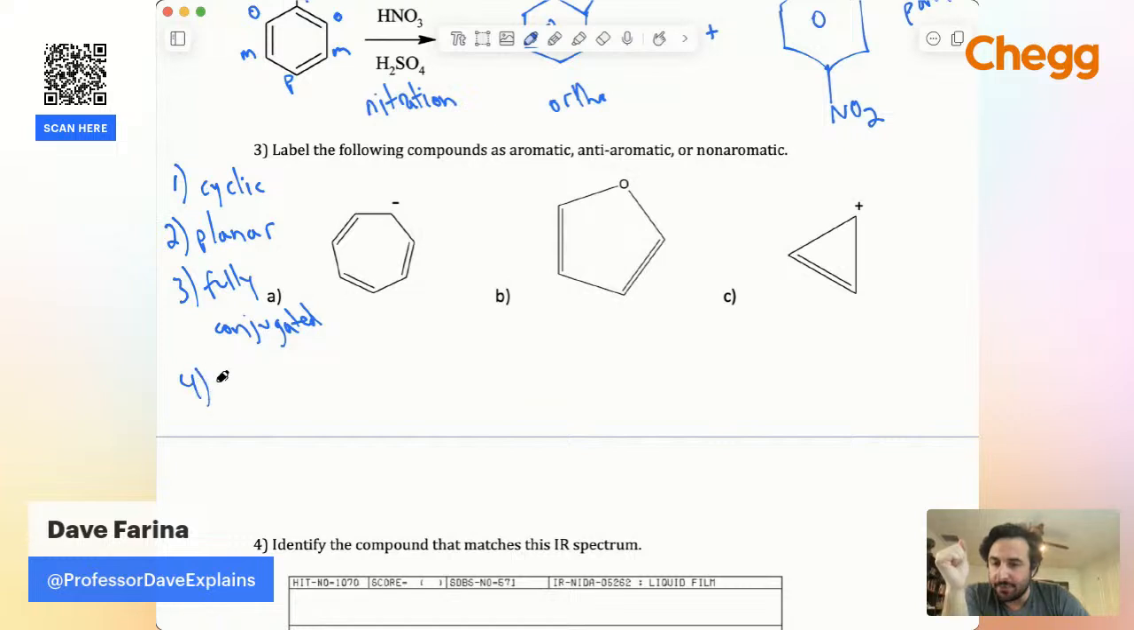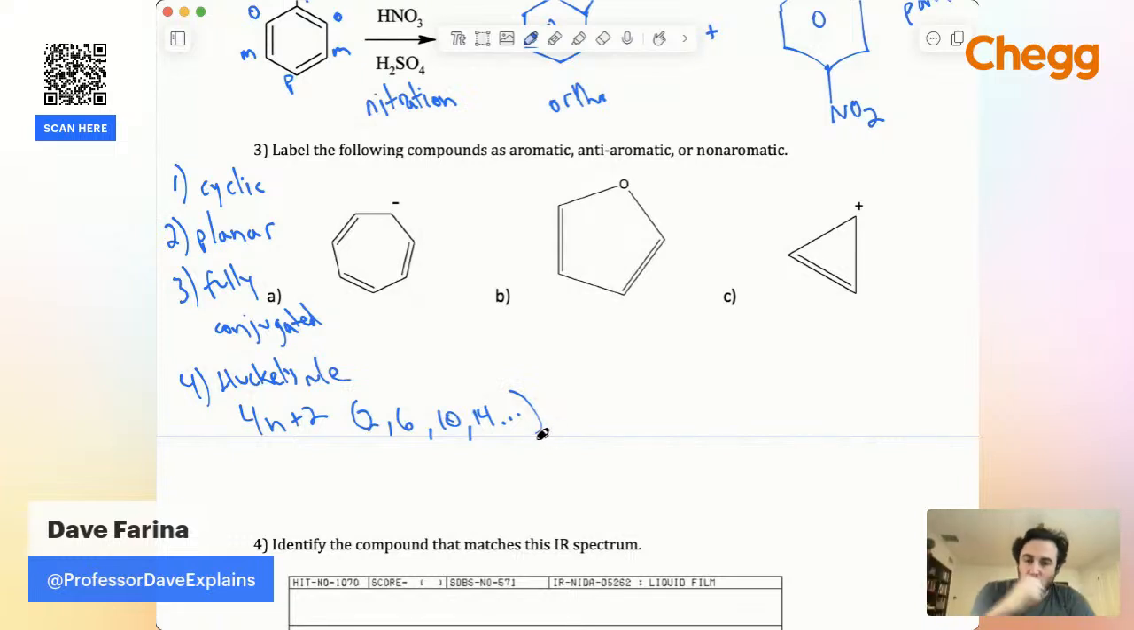And four, it has to satisfy Huckel's rule, whereby the number of delocalized electrons in the ring has to equal 4n plus 2, where n is any integer. So if n is 0, we get 2. If n is 1, we get 6. If n is 2, we get 10, and 14 and so forth, going up by multiples of 4 indefinitely. And so any of these numbers is an allowed number of pi electrons that will yield aromaticity if all of the other criteria are satisfied.